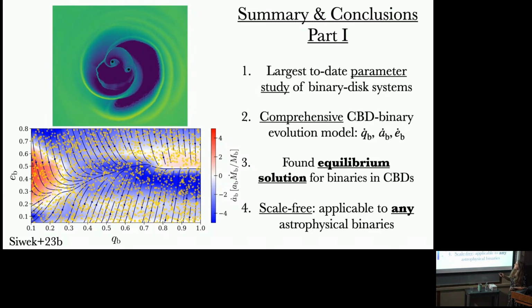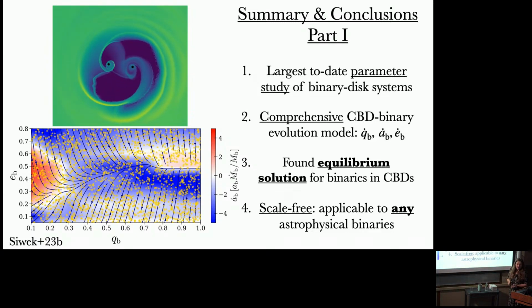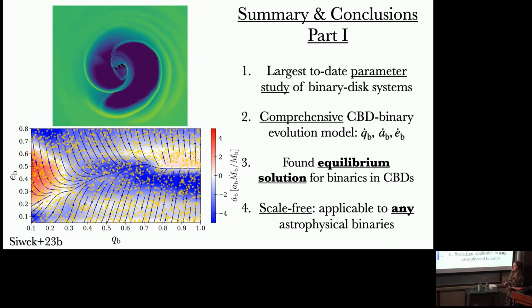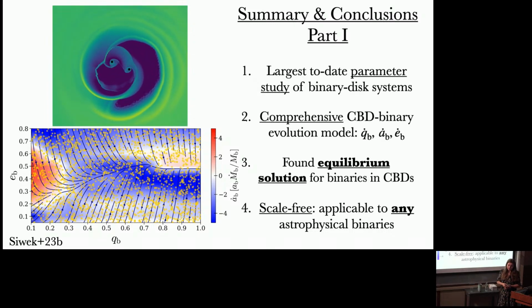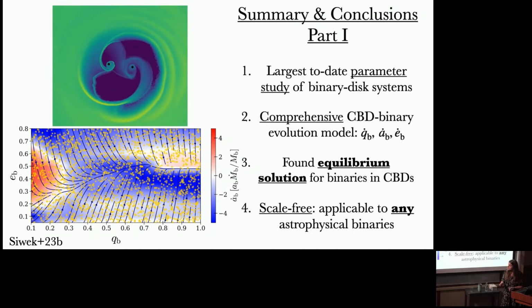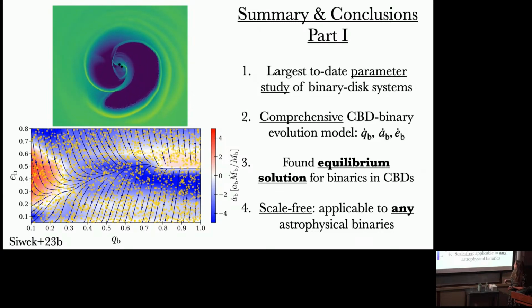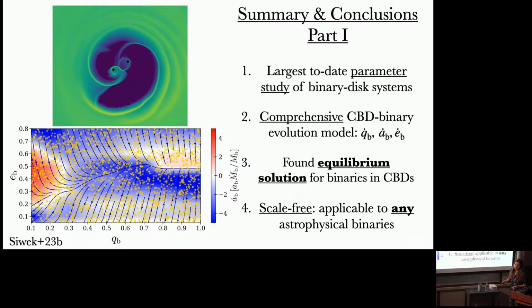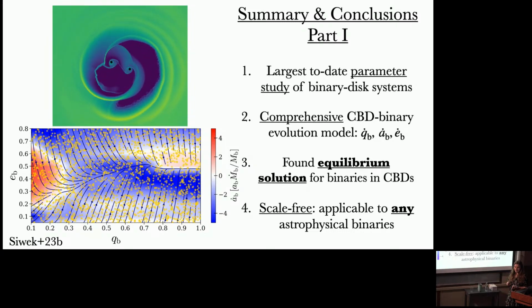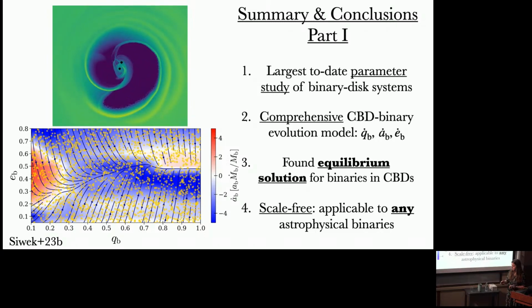But here, to summarize, we have found that with a large parameter study of mass ratio and eccentricity, we were able to construct a comprehensive binary evolution model of binaries in circumbinary disks. We found equilibrium solutions for these binary systems, and the scale-freeness allows us to apply this model to binaries on a variety of scales, with caveats.